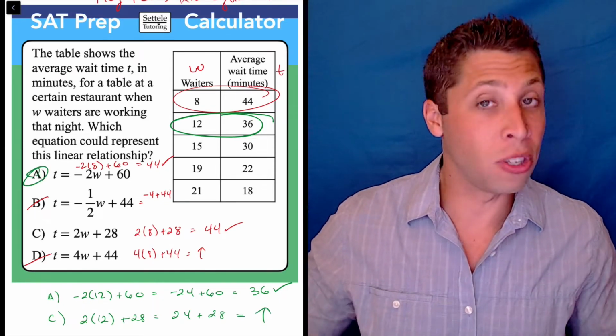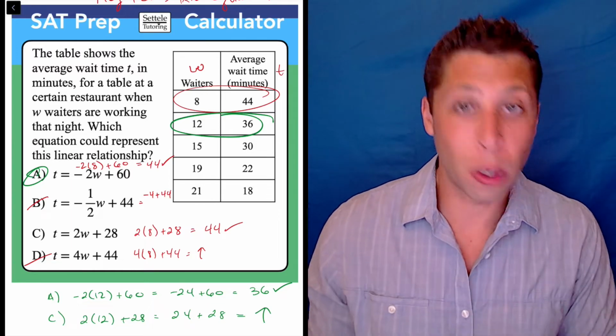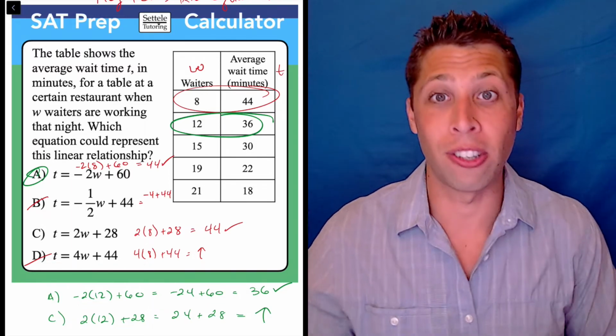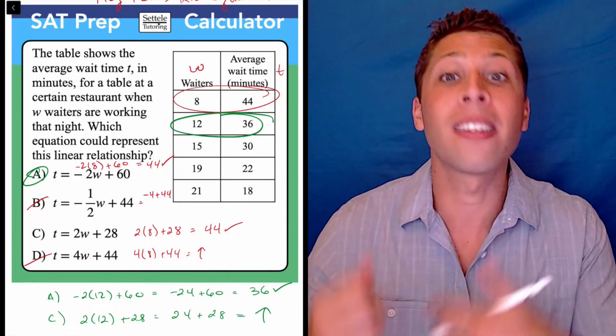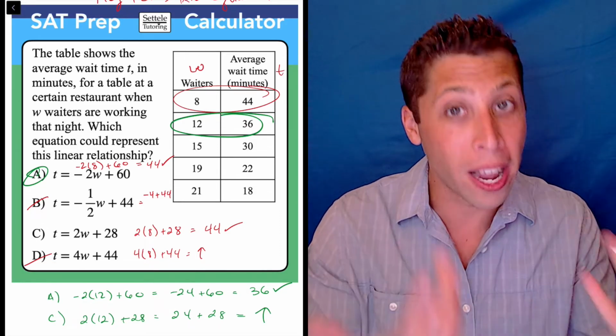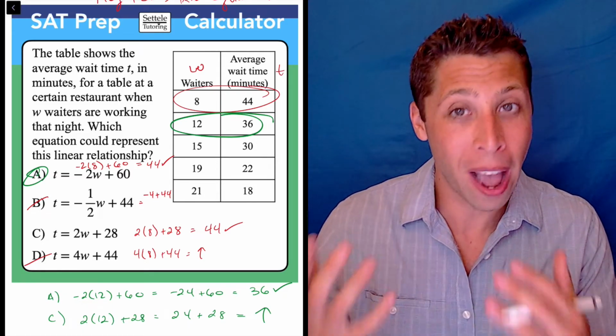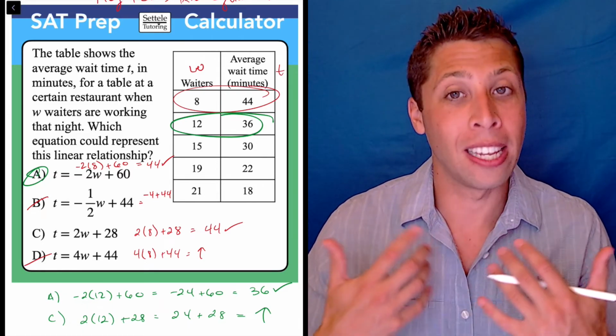This is the default strategy on pretty much every question. You should look at every question and be like, do I have points? Do I have equations? If you have equations but don't have points, try to see if you can make up some points or find them in the story. They're probably there, okay? If you have both, obviously like this, it's just a matter of plugging them in.